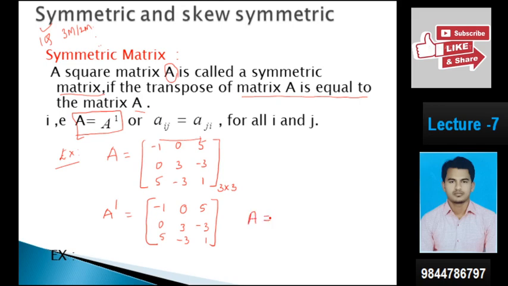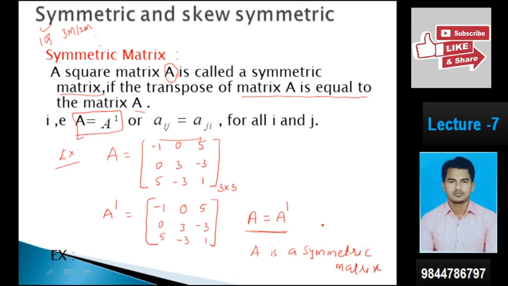Now A should be equal to A transpose. Comparing these two, see here, the first row -1 0 5, again it is -1 0 5, and 0 3 -3, again here also 0 3 -3, 5 -3 1, 5 -3 1. It means the transpose of the matrix and the given matrix are equal. If it is equal, such a matrix we can call a symmetric matrix. A is a symmetric matrix.